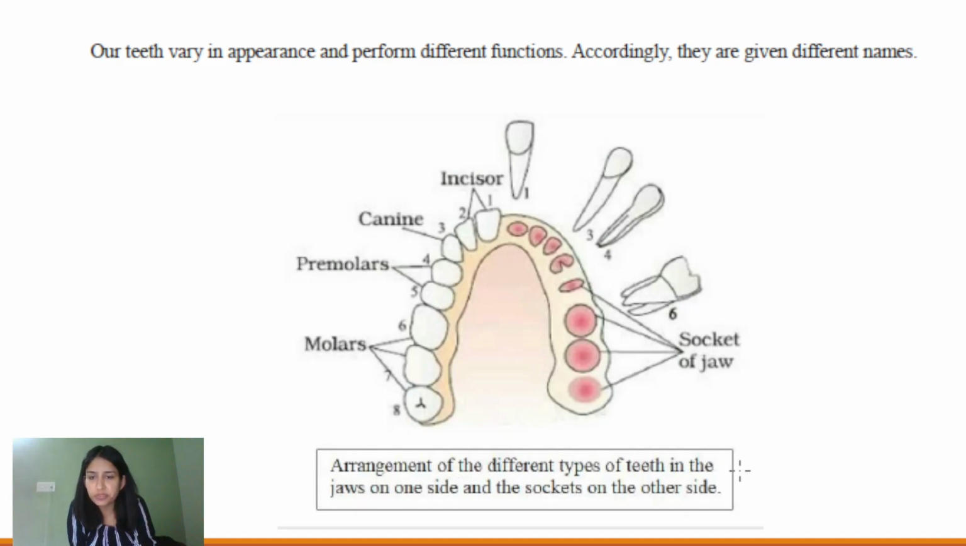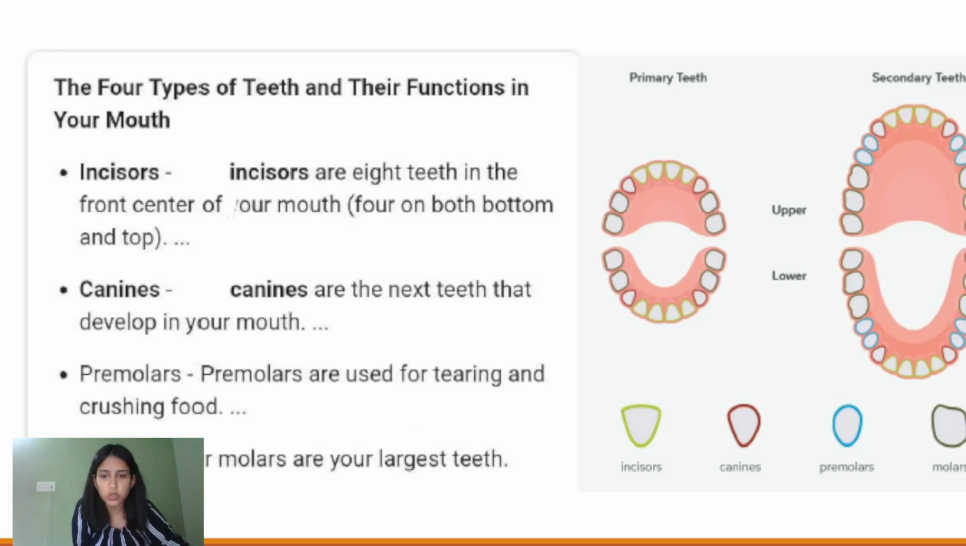Arrangement of the different types of teeth in the jaws on one side and the sockets on the other side. The sockets are there in the gums. I hope this is now clear to you. But different types of teeth are there. For chewing, which type of teeth are being used? Molars are basically used for chewing, and for biting, incisors are being used. Incisors and sometimes canines as well, right? So we will be moving forward now.